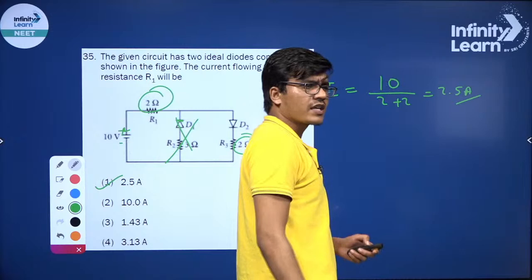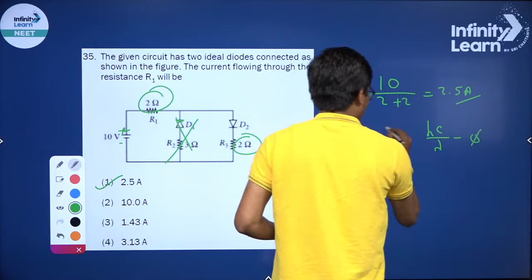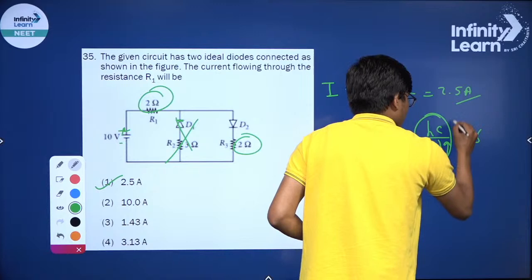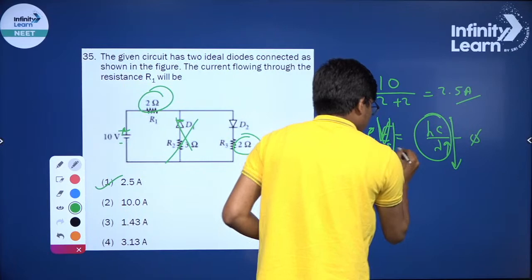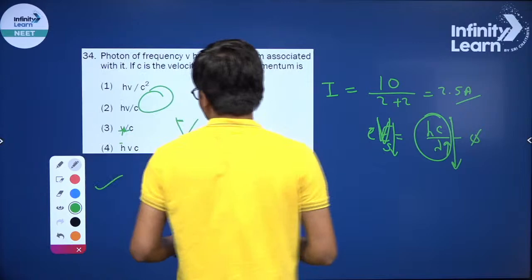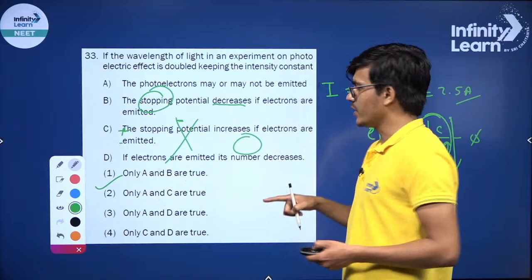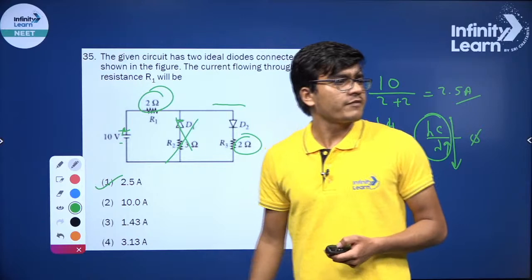Hc by lambda minus 5 was there, right? Beta, lambda is getting increased, right? So Hc by lambda will decrease. So stopping potential will decrease. I didn't say it will increase, I said that it will decrease. That was the only option I have selected: stopping potential decreases. Then I said only A and B are true. Okay? So this question is done also, 2.5 here. I hope now your doubt is clear.